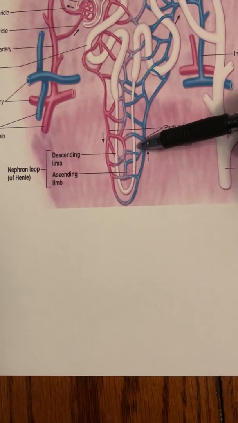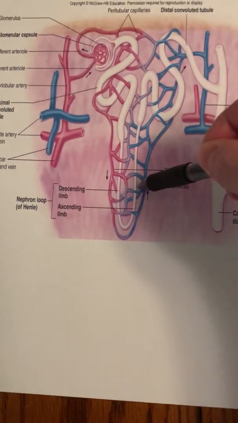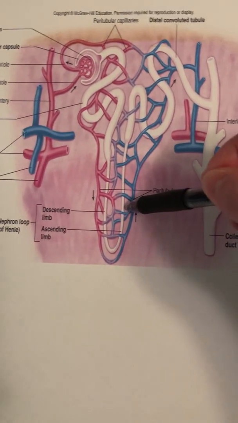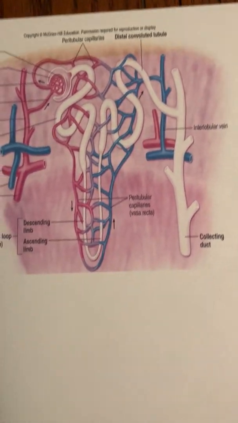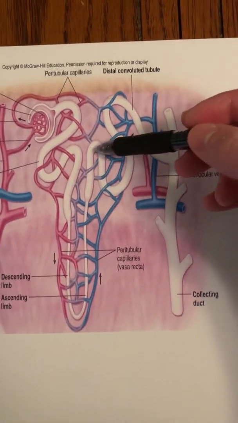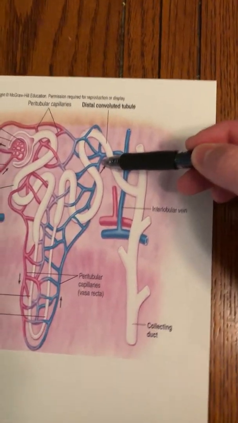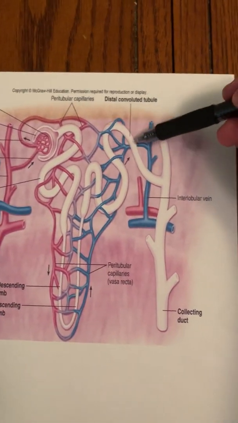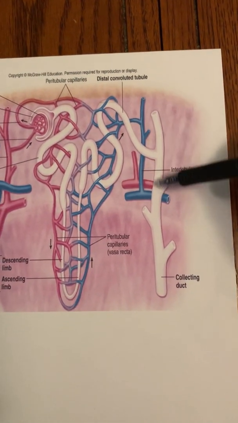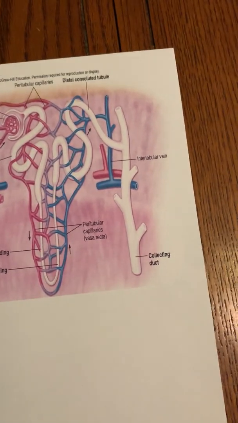And then once the filtrate continues on to the ascending loop, we have more sodium and chloride that is reabsorbed. And then after the ascending loop, it arrives in the distal convoluted tubule, which is this. Right? This is where any potassium left is reabsorbed. And then after that tubule, it leads to the collecting duct. The collecting duct is the last place where water can be reabsorbed.